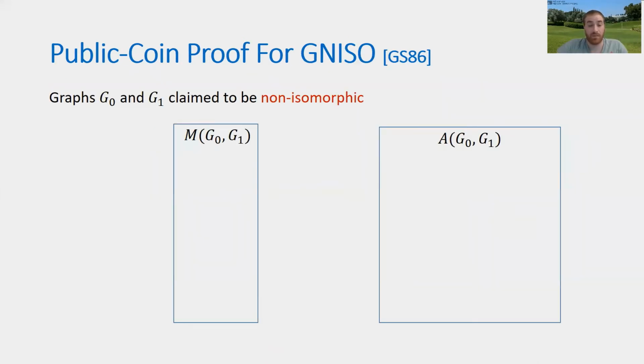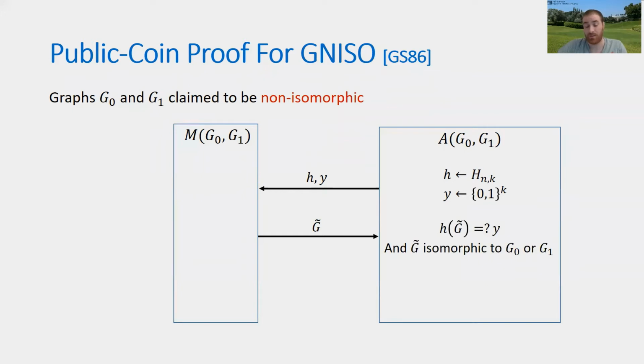So how is the public coin proof for graph non-isomorphism going to look? Well, the verifier chooses a hash function and an image y, and sends that over to the prover. The prover now needs to return some G tilde, such that G tilde hashes to y and is isomorphic to either G0 or to G1. Of course, the verifier can't verify by itself that G tilde is isomorphic to either of the graphs, but this can be easily given to it by the prover, who just tells it which graph and gives it an isomorphism between G tilde and the graph.